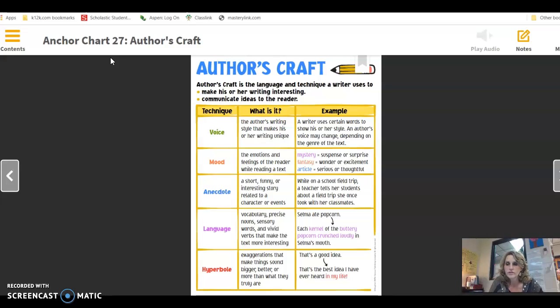The next thing we look at for technique is mood. The emotions or feelings of the reader while reading a text. Mystery would be suspense or surprise would be the mood. A fantasy would have the mood of wonder or excitement. And an article would have the mood of seriousness or thoughtfulness.